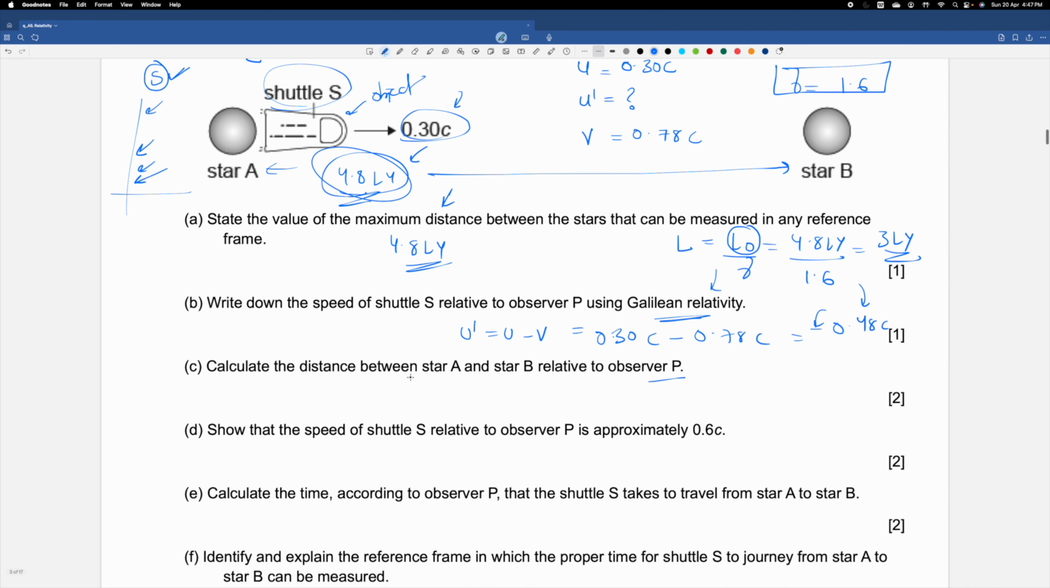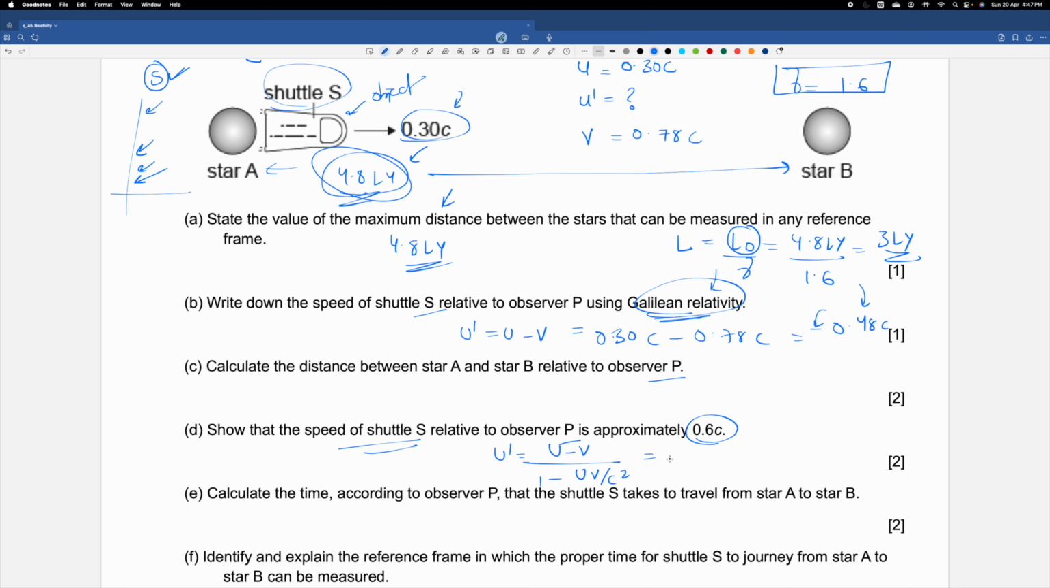Next. Show that the speed of the shuttle S relative to observer P is 0.6c. We have already calculated the speed of the shuttle here, but that was using Galilean relativity. Now they're asking you to calculate with respect to Einstein's relativity. So, what's the formula for u prime? u prime is (u minus v) over (1 minus uv over c squared). You don't have to worry, this formula is there in your data booklet.